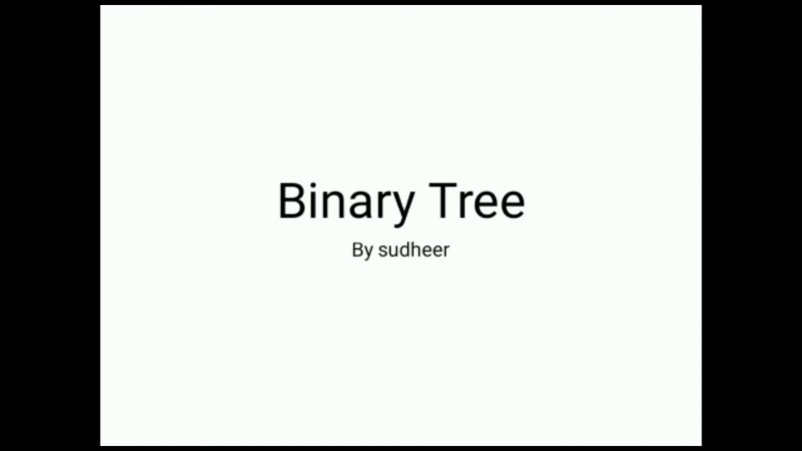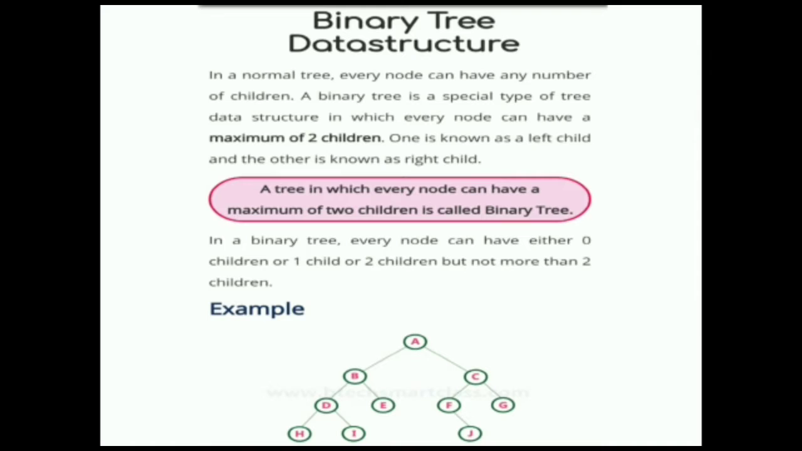Now I am going to discuss a topic called binary tree. A binary tree is a special type of tree which contains a maximum of two children. One child is known as the left child and the other child is known as the right child. In a binary tree, a node can have 0 or 1 or 2 children, but not more than 2 children.